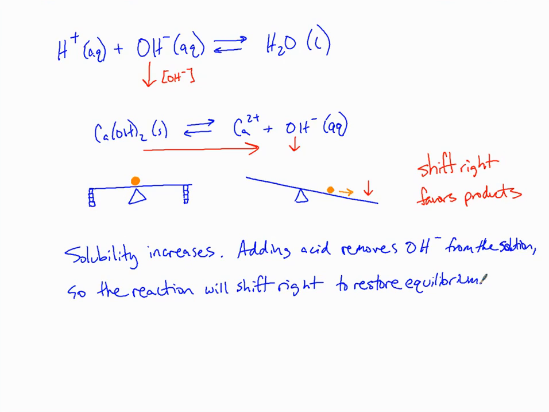Next point, notice that the dissolved ion hydroxide reacts with the added H plus in a side reaction. In general, when there's a substance that reacts with a dissolved ion, does the solubility of the salt increase or decrease? In general, if you have a second reaction that reacts with one of the dissolved ions, the solubility of the original solid will increase.